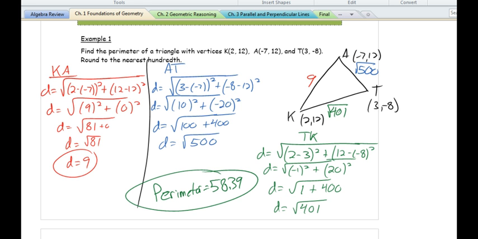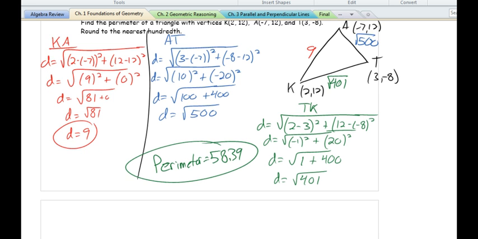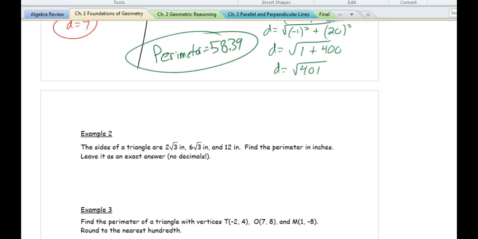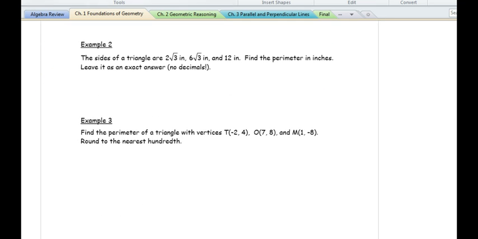Okay. Again, example 3 is going to be the same thing, and I'm going to want you guys to be able to do that for class tomorrow. Second kind we have is a lot easier. Just making sure we're good with our radicals, because I know that was an issue on the algebra review. So the sides of a triangle are 2 radical 3, 6 radical 3, and 12 inches. Find the perimeter in inches. Leave it as an exact answer.